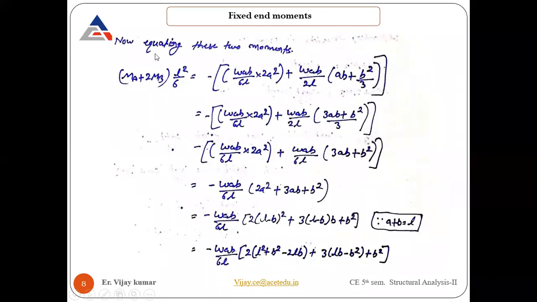Now you have to equate both of the moments. So this is one moment equation, and the other is this moment equation. So let me.